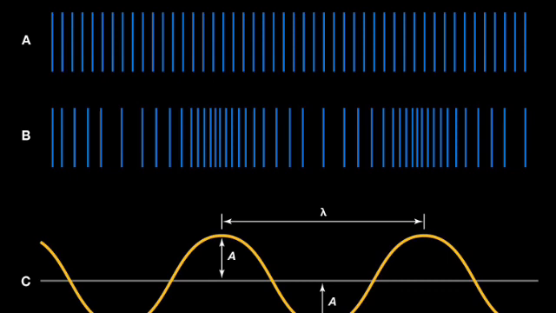Distance between two consecutive crests or troughs is called wavelength. In other words, the distance between two consecutive compressions, C, or two consecutive rarefactions, R, is called the wavelength, as shown in figure C. The wavelength is denoted by the Greek letter lambda. Its SI unit is meter.